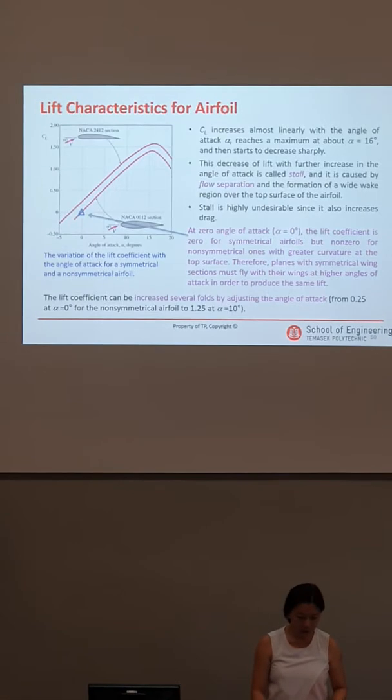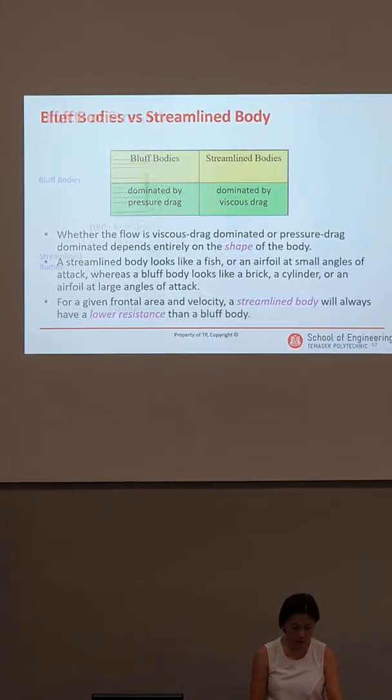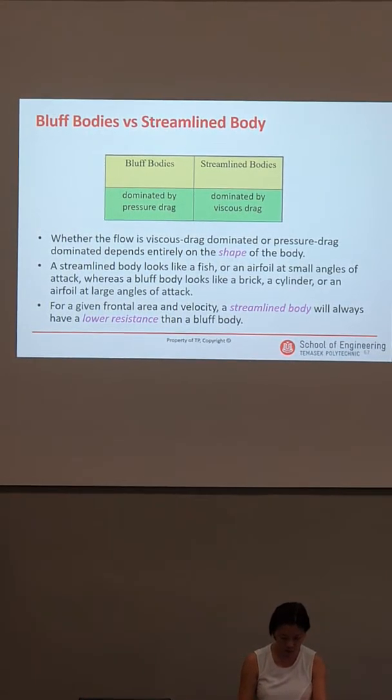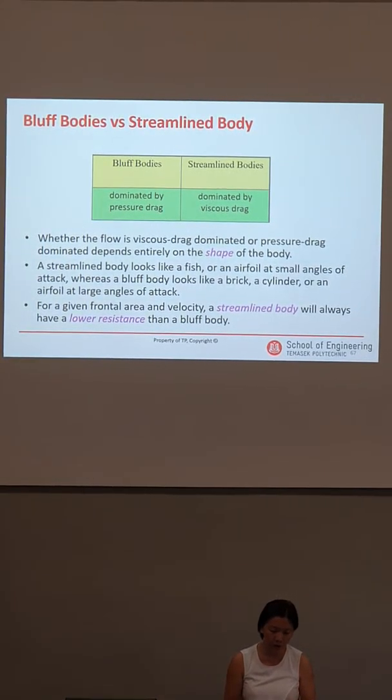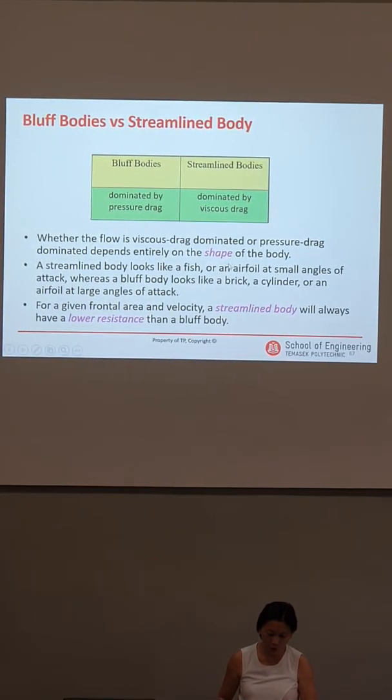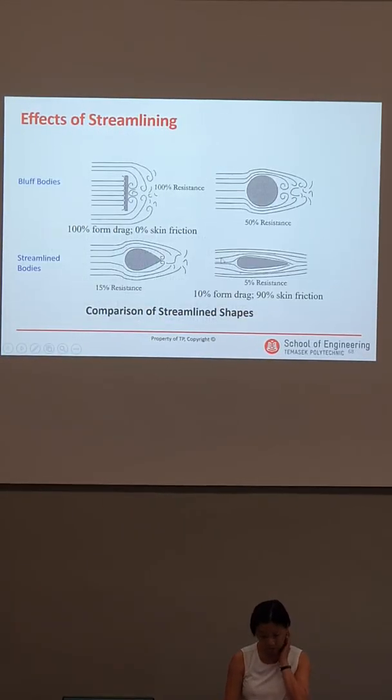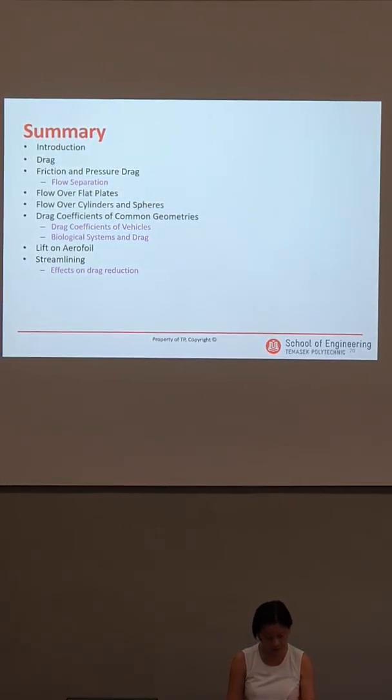Otherwise, not much that I want to run through. Streamlining is just to reduce drag. MCQ question again. Streamlining is to change the shape of an object, just to reduce drag. I'm done for 3 topics.